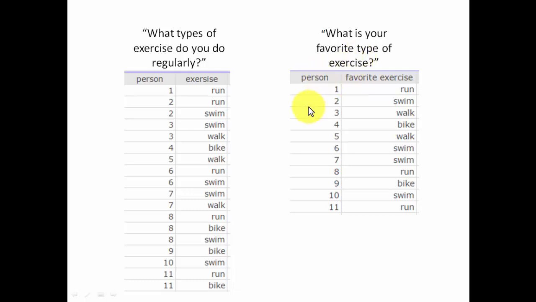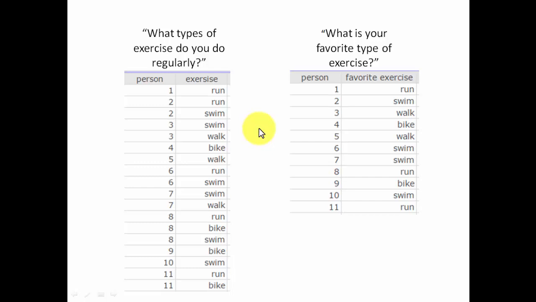The second little piece of data here, same people, same 11 individuals, but they were asked to choose their favorite. So they were only allowed to put one. So I point this out because the bar chart and the pie chart are probably the types of displays you'd want to do for this qualitative data. It's just one is better than the other for the different situations.